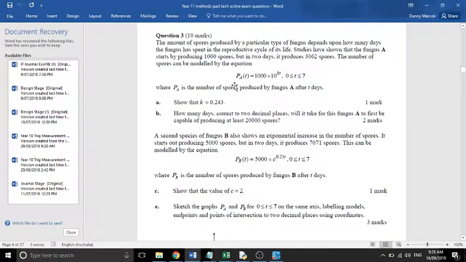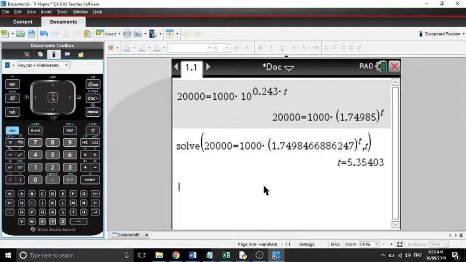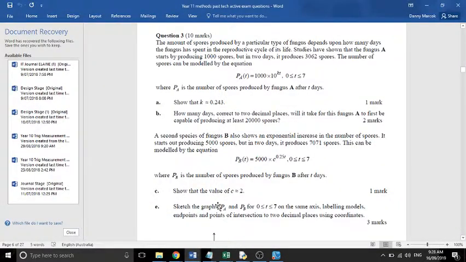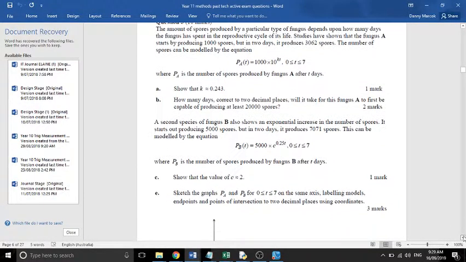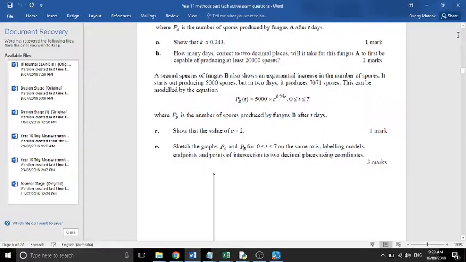Okay, now, how do we solve for K? We're going to show that K equals that. Well, we've got to use some of this information here, specifically this 1,000 spores and this 3,062 spores. What I think we'll do is set up simultaneous equations, but we'll see. What we're going to do is define PA of T. We have to graph it. I'm just checking if we graph it.